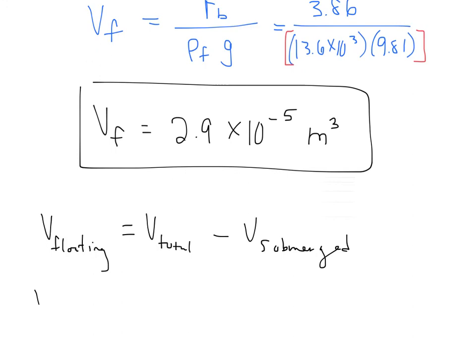So to find the volume floating, the total volume was 5 times 10 to the negative fifth cubic meters.